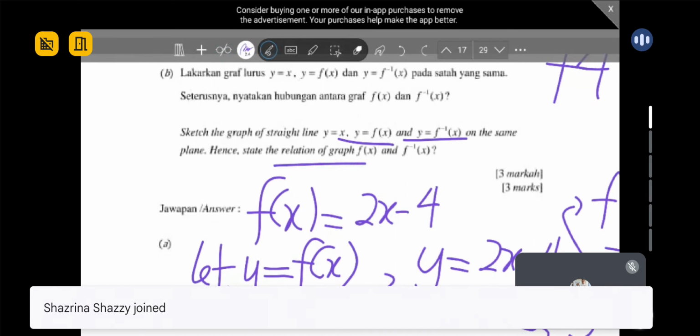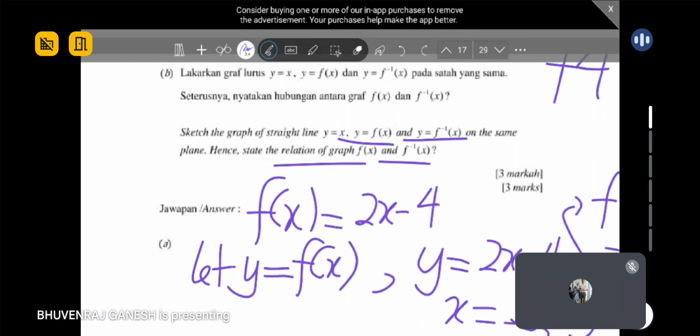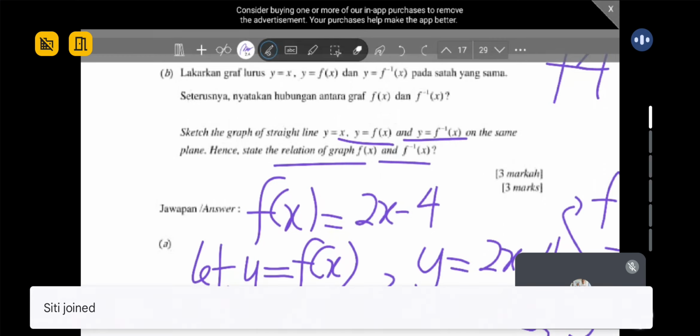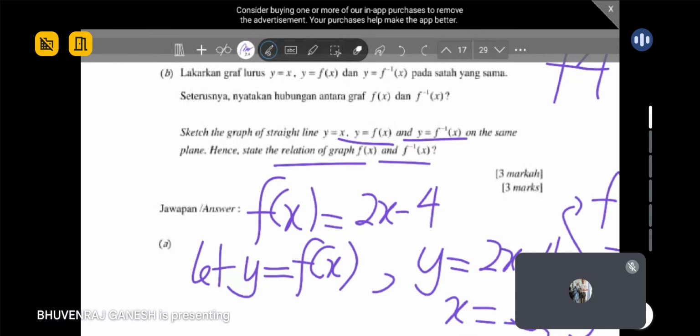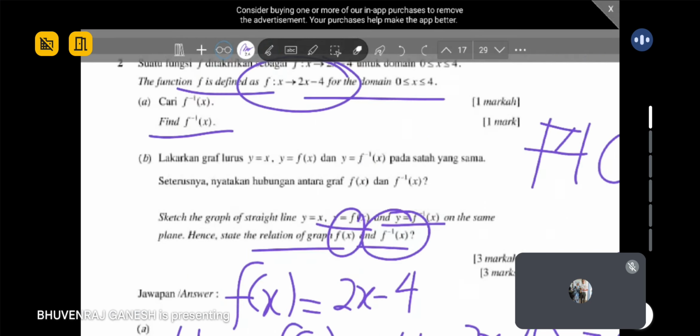Next one, they ask you to state the relation between f(x) and f inverse x. So guys, fungsi biasa dan fungsi songsang, apa hubungan antara mereka? What is the relationship between f(x) and f inverse x? Can anyone tell me? What is the relationship? Apa hubungan dia?